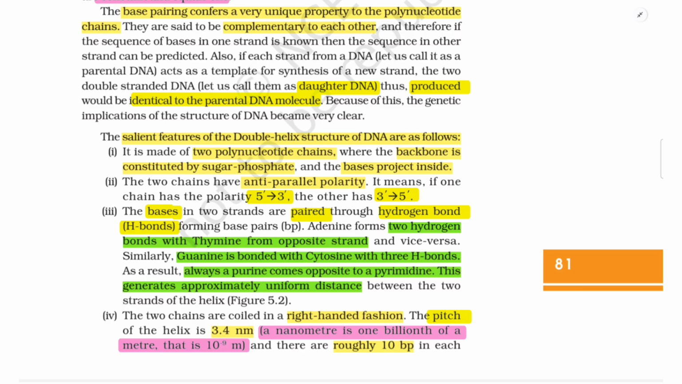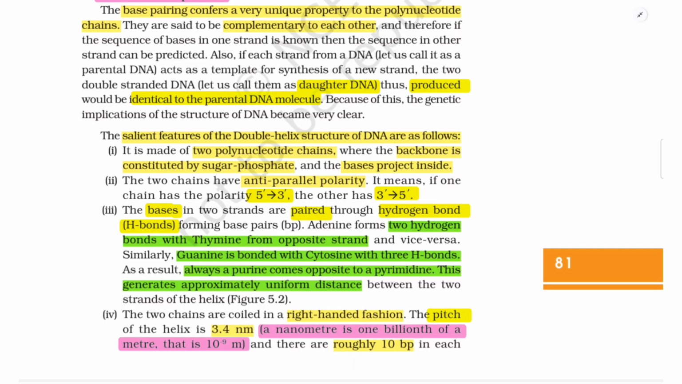The salient features of the double helix structure of DNA are as follows. Number 1, it is made of two polynucleotide chains where the backbone is constituted by sugar phosphate and the bases project inside. Number 2, the two chains have antiparallel polarity. It means if one chain has the polarity 5 to 3, the other has 3 to 5. Number 3, the bases in two strands are paired through hydrogen bonds (H bonds) forming base pairs (BP).